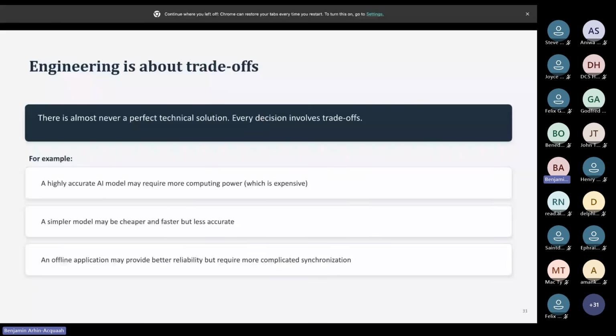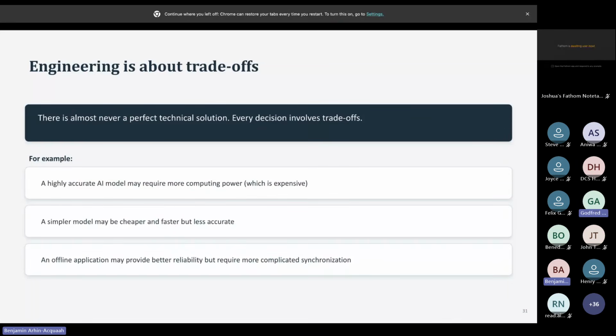Now, an offline application may provide better reliability, but also requires more complicated synchronization. If the application is offline, you may want to sync it with the server side to download new content and cache it locally, so that the person will not need the internet to access that data when they come.